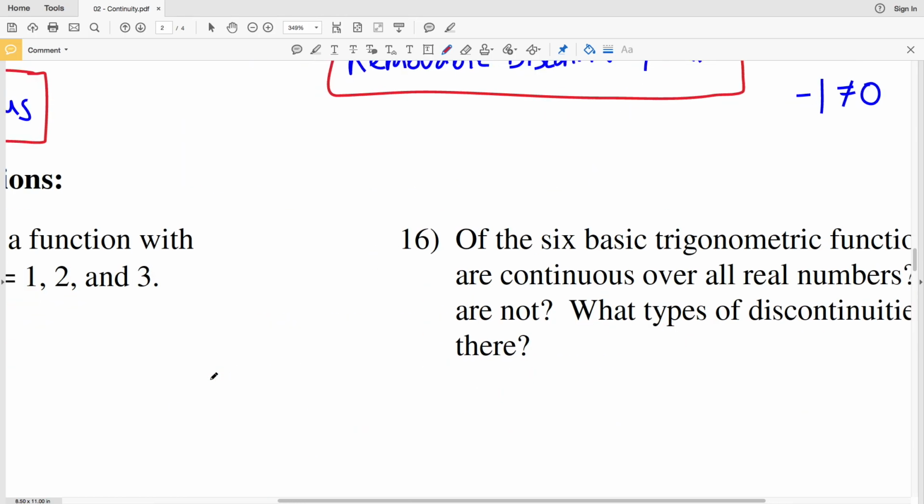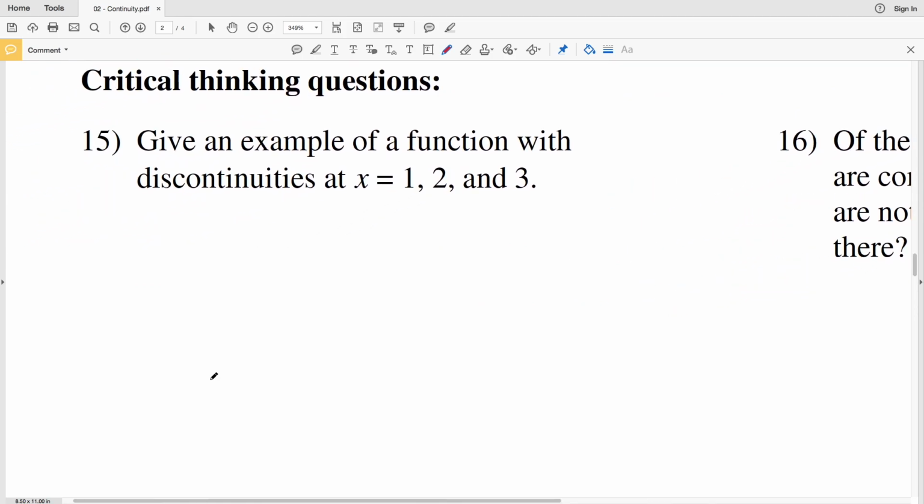Now onto the critical thinking questions. For number 15, it says to give an example of a function with discontinuities at x equals 1, 2, and 3. Now it doesn't say what type of function, so you could even do a piecewise function here if you want. However, I'll go ahead and just make values in the denominator that equal 0 when x is 1, 2, and 3. So my numerator, I'm just going to leave very simple. That's going to be 1.